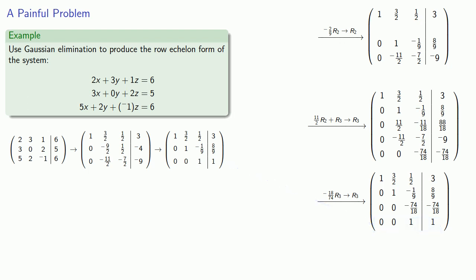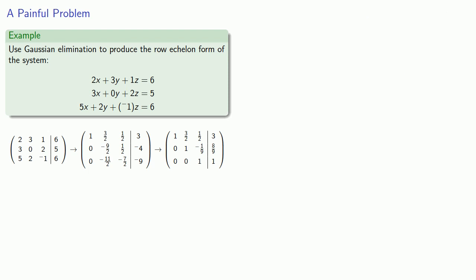And now that we're in row echelon form, we can solve the system through back substitution. So our last row corresponds to the equation z equals 1. Our next to last row corresponds to the equation y minus 1 ninth z equals 8 ninths. And the first row corresponds to the equation x plus 3 halves y plus 1 half z is equal to 3.